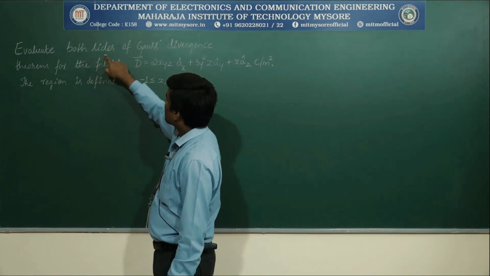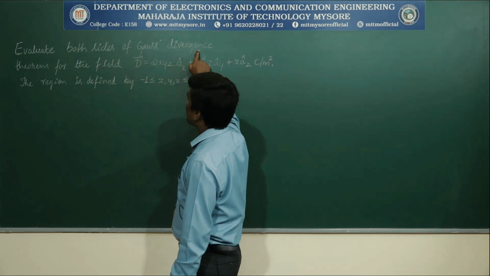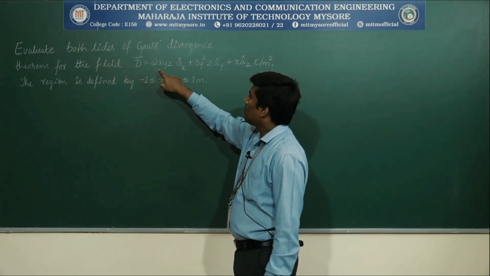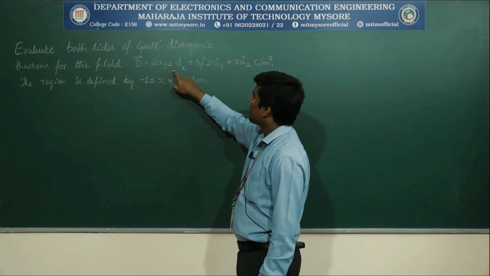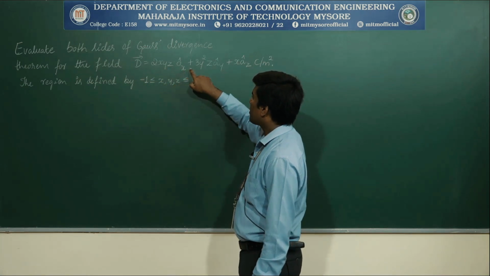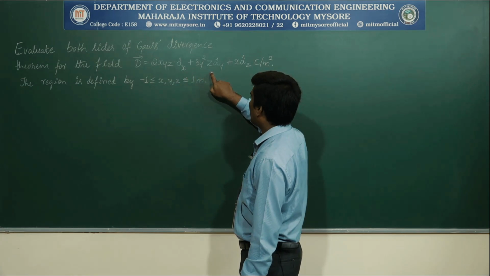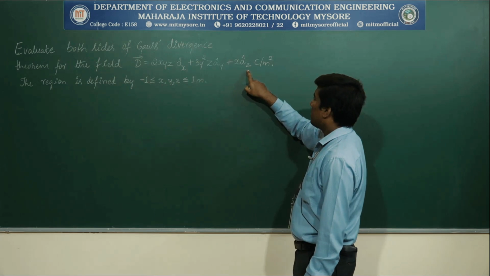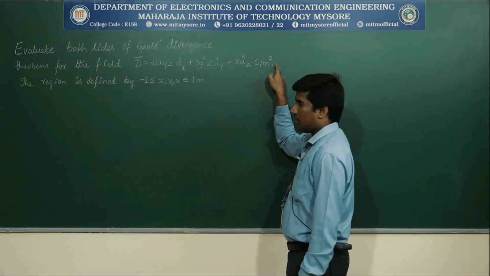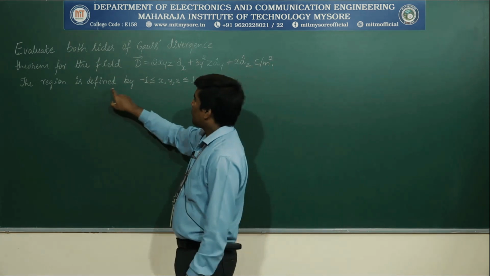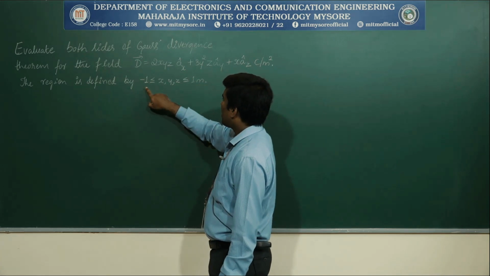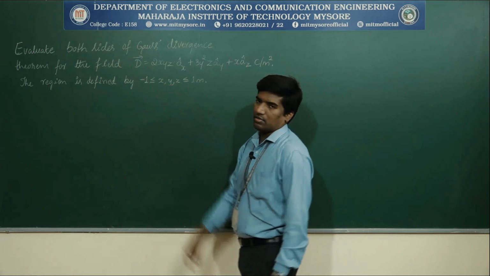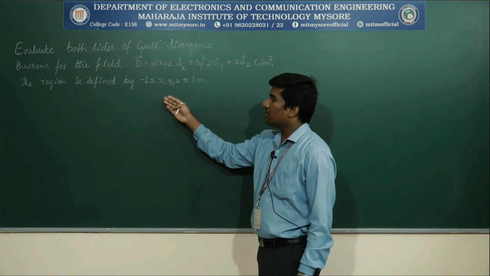Okay, so let me read the first problem statement. Evaluate both sides of Gauss divergence theorem for the field D equal to 2xyz a_x plus 3y squared z a_y plus x a_z coulomb per meter square. The region is defined by -1 to +1 meter for all three axes x, y, z. This is the problem statement given.